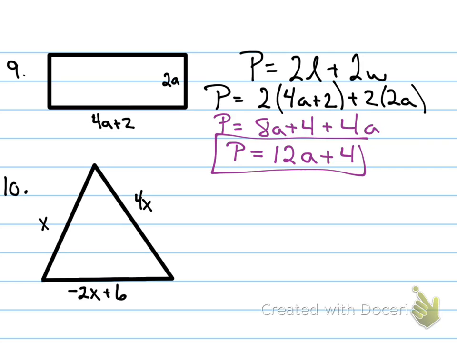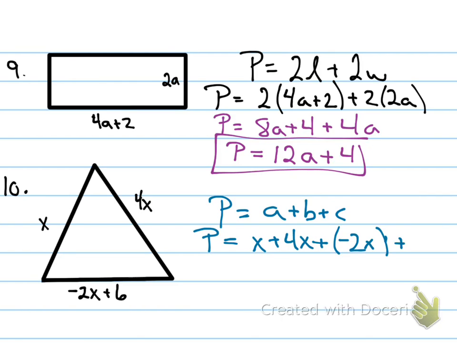All right, good job. Number 10, you're just adding them all together, otherwise known as a plus b plus c. So add them all together. Now you do have to subtract 2x. So you end up with P equals 3x plus 6. 3x plus 6. All right, 2 of those on your test tomorrow, so that's 8 points right there.